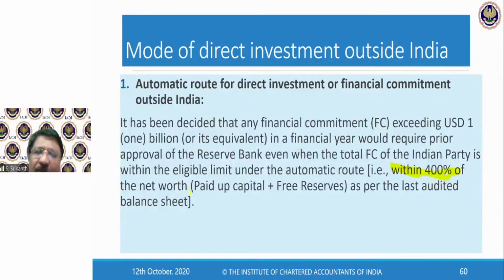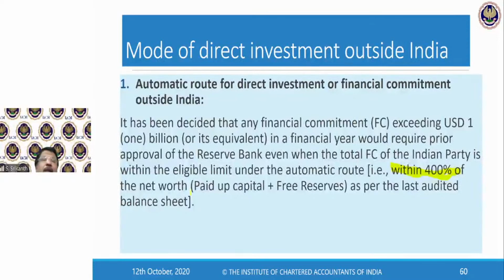Net worth is not defined in FEMA, so you take it from the Companies Act. Free reserves are those available for declaring dividend. So for 400% of the net worth, PC plus FR, you take PC plus FR, multiply by 4, and you will get the amount which is the limit. But even then, any financial commitment exceeding $1 billion would require prior approval of RBI, even when the total FC of the Indian party is within the eligible limit under the automatic route.